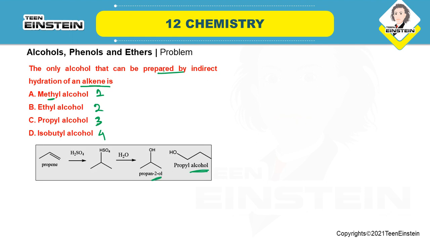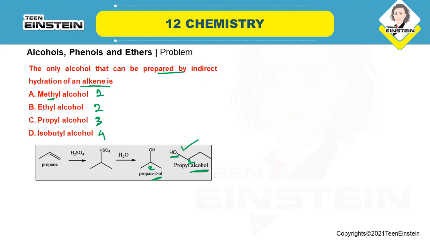This is the structure of propan-2-ol. Try to understand the difference. Here OH is attached to 1 carbon, but here OH is attached to 2 carbon. These two are not the same. So when we are calling it propyl alcohol, by default it is actually n-propyl alcohol, not propan-2-ol.